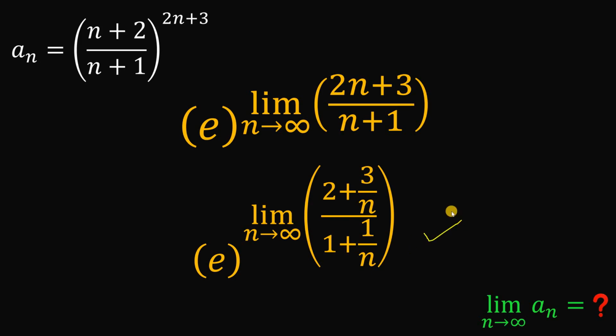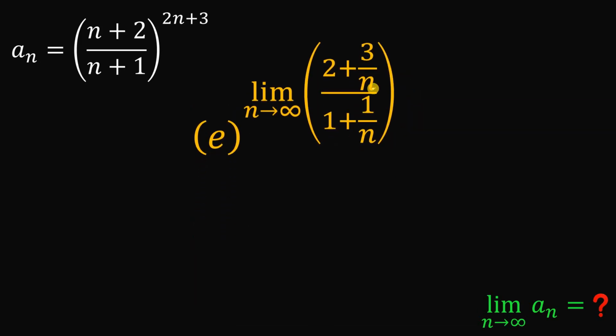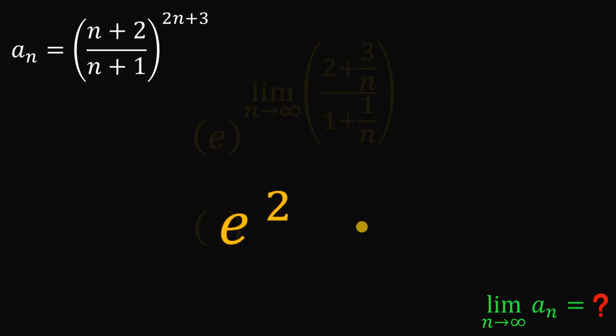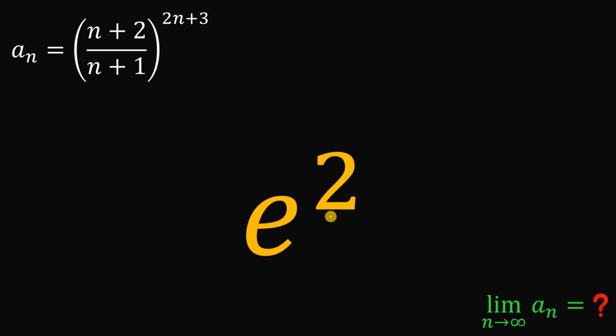Now, here's the reason. Because the limit of 3/n as n approaches infinity is just 0, and also the limit of 1/n as n approaches infinity is also 0. So this is just e raised to the power of (2 + 0)/(1 + 0). And 2 plus 0 is 2, 1 plus 0 is 1. And e raised to the power of 2/1 is simply equal to e squared. And this is the answer to this question.